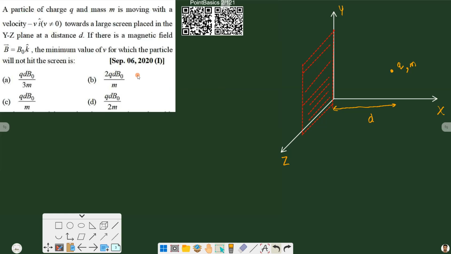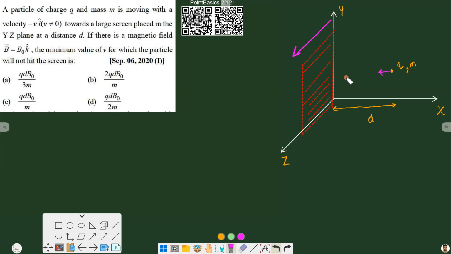Now the magnetic field is in the K direction, so we can say in the Z direction. So we have a magnetic field which is acting in this direction. We have to decide the value of velocity for which the particle will not hit the screen, and the particle is moving like this. The particle is moving in the negative x direction. There is a magnetic field in the z direction. So we have to find the value of velocity such that it does not hit the screen.